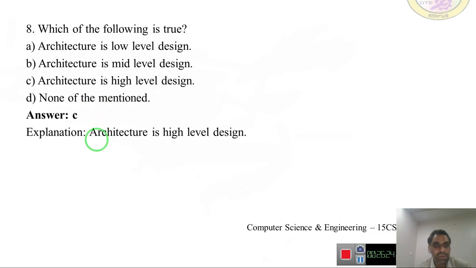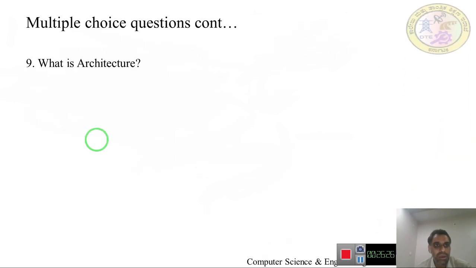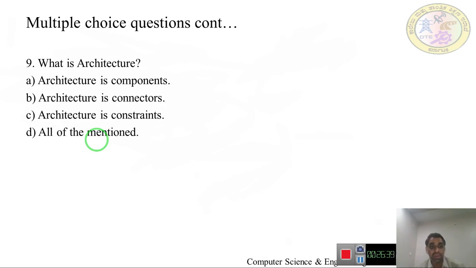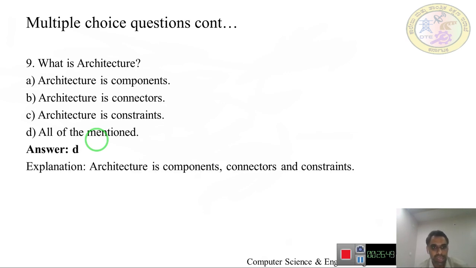Fine. Question 9. What is architecture? Architecture is a component, or architecture is a connector, or architecture is a constraint, or all of the mentioned above. So as per the definition of architecture, what did we understand? Architecture is all three. It is component, it is connector, as well as it is constraint, right? So answer D would be the correct answer. Explanation is architecture is component, connector, as well as it is constraint.